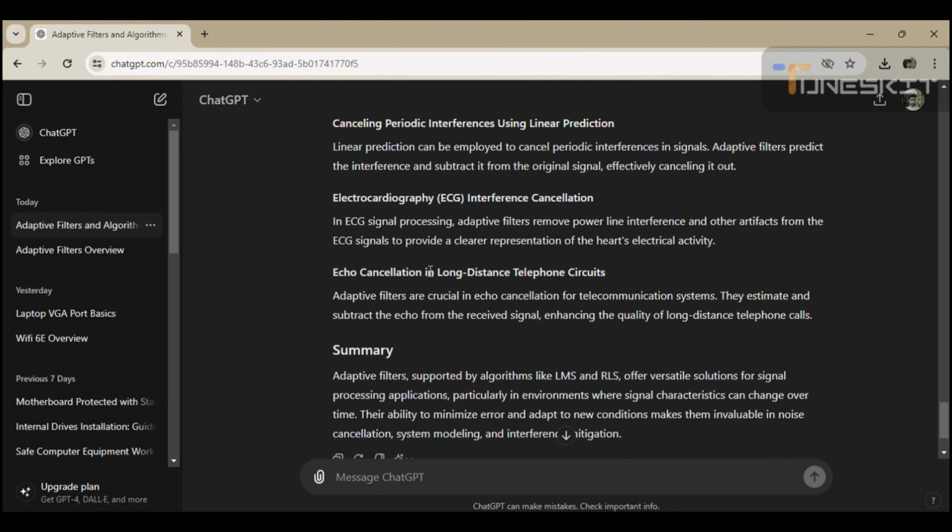Next one is echo cancellation in long distance telephone circuits. It is also used in echo cancellation for telecommunication systems. They estimate and subtract the echo from the received signal, enhancing the quality of long distance telephone lines.